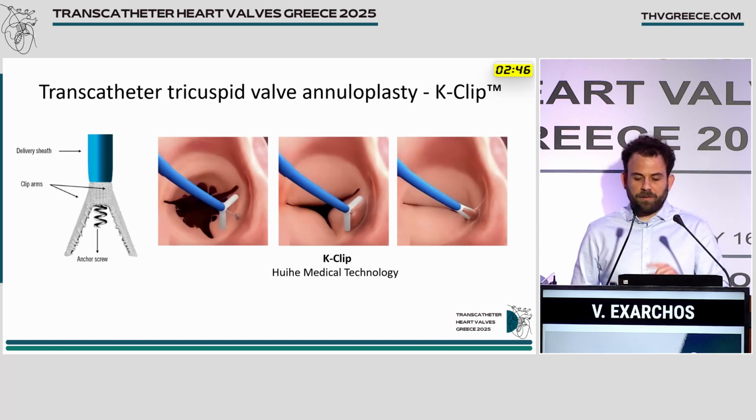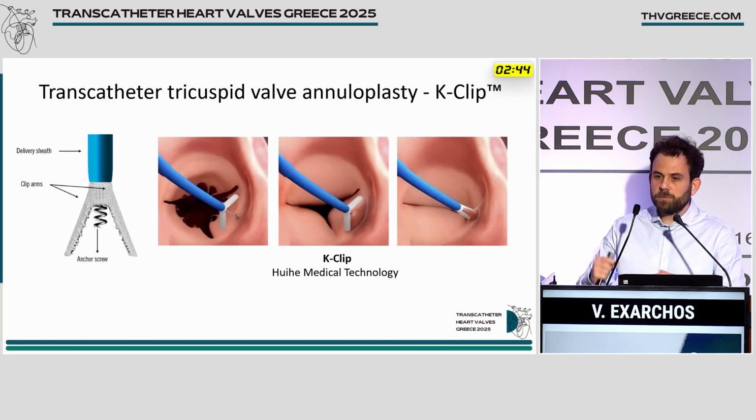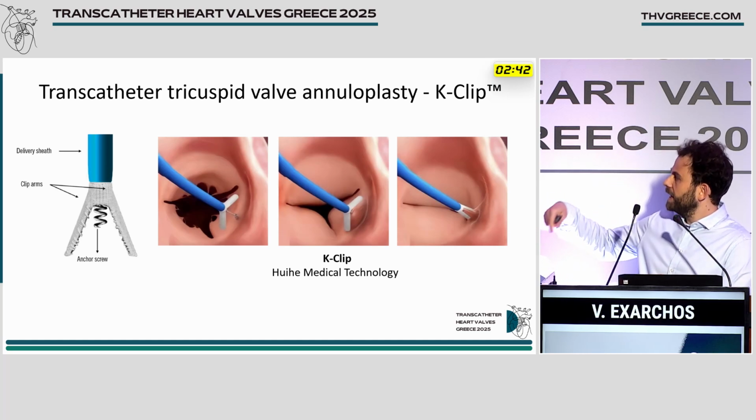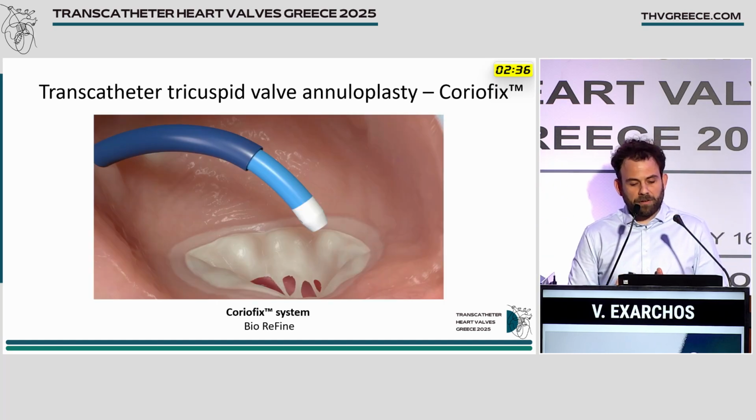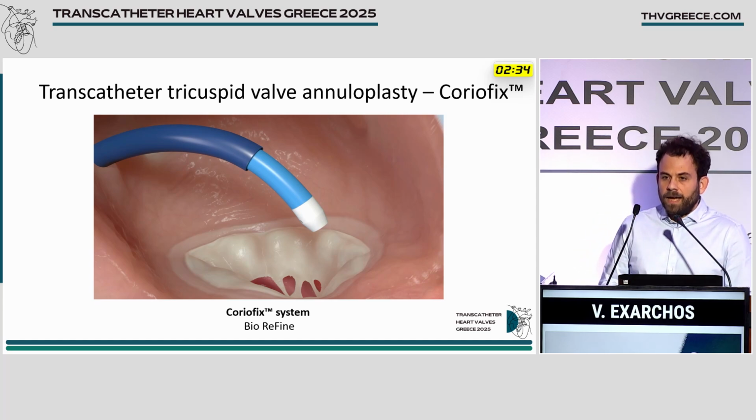Here we have another device, the K-clip, again based on the bicuspidization procedure. Here we're plicating the anterior segment of the annulus. We can use one clip or a second clip. And here we have another device, a Corofix.